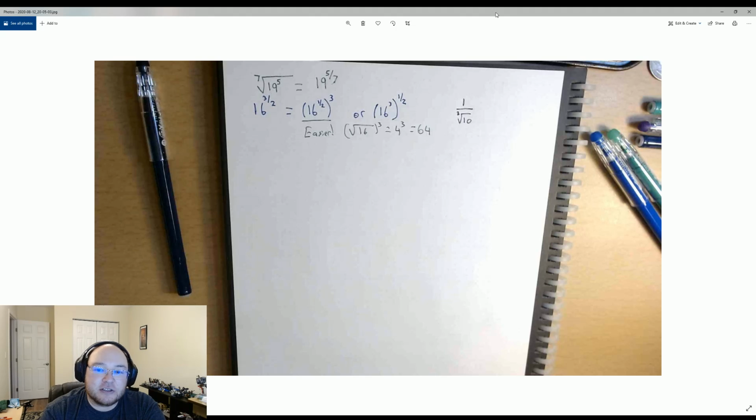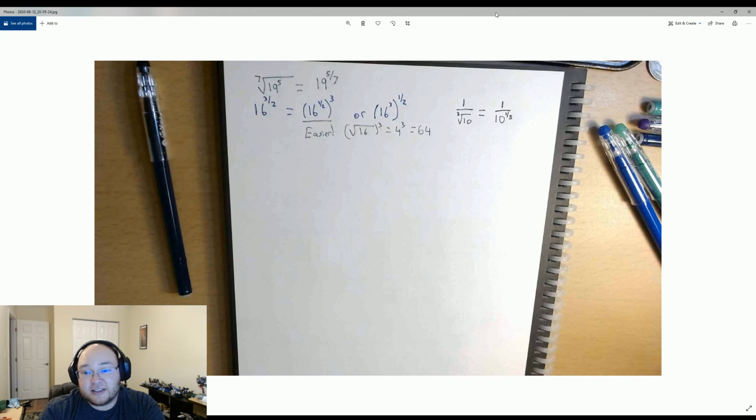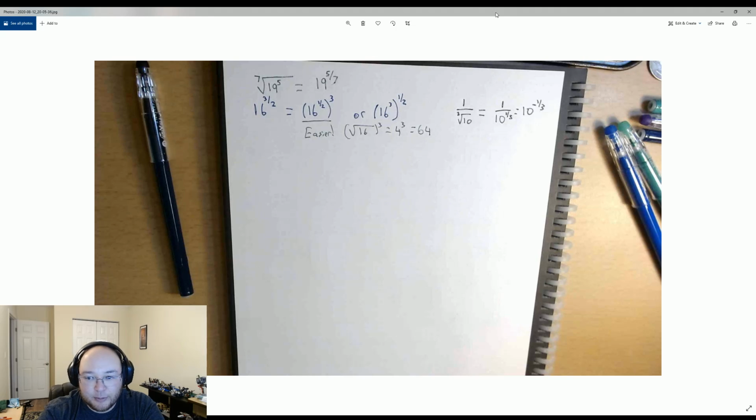Another thing you'll have to do is simplify fractional exponents with negatives. So since that's on the bottom, we want it to be on top and turn it. So first we'll turn it into a fraction exponent, and then we'll put it on top by making it negative.